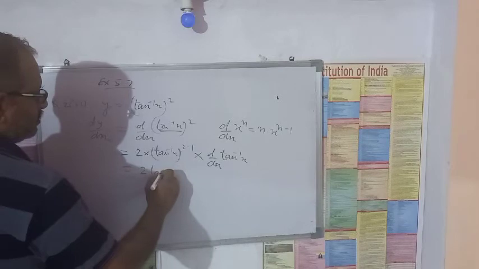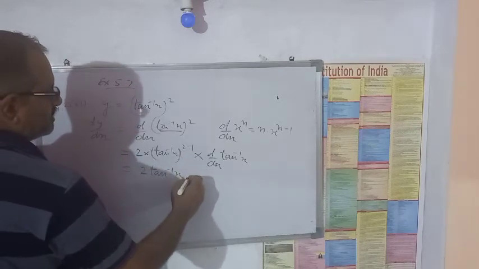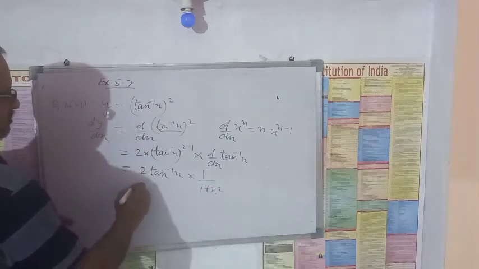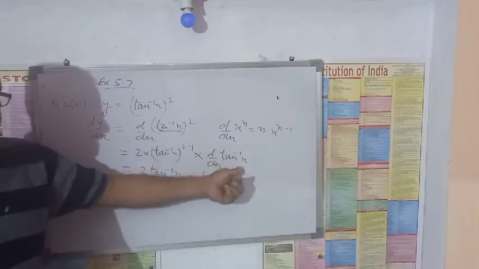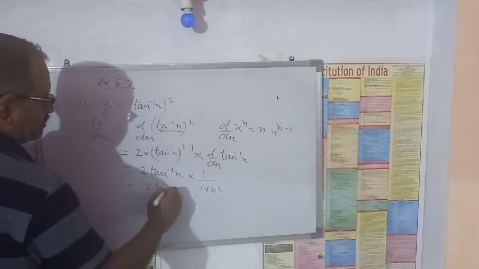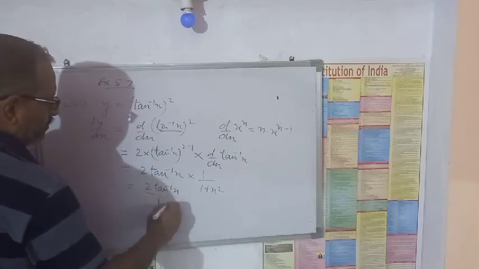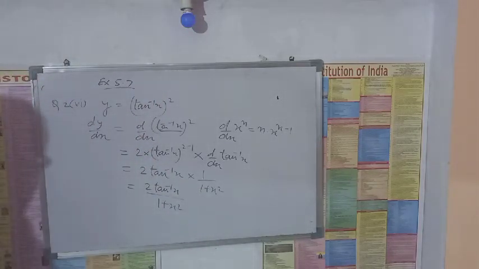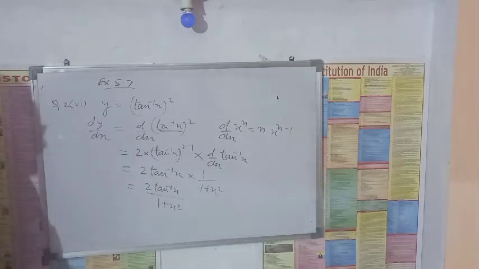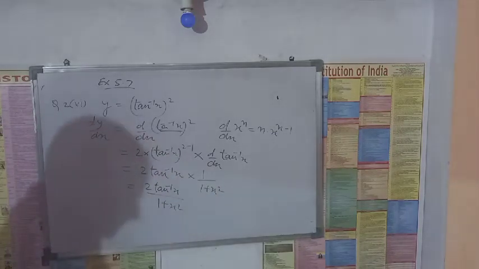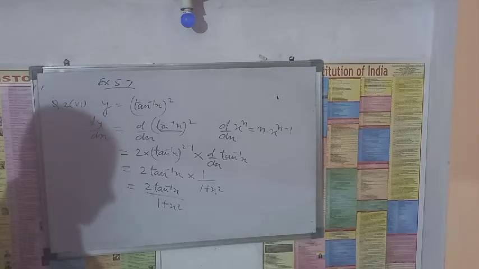So it is 2 tan inverse x, and the derivative of tan inverse x is 1 upon 1 plus x square. We have written the formula, derivative of tan inverse x is 1 upon 1 plus x square. So 2 tan inverse x upon 1 plus x square. So this is the derivative of tan inverse x whole square. So we have done 2 parts from question number 2.